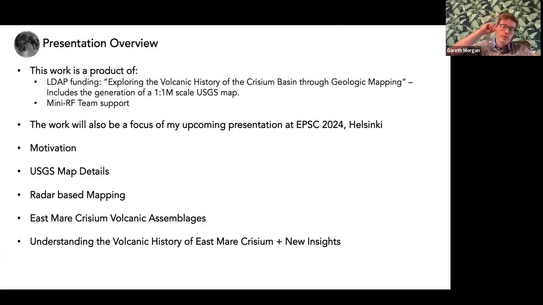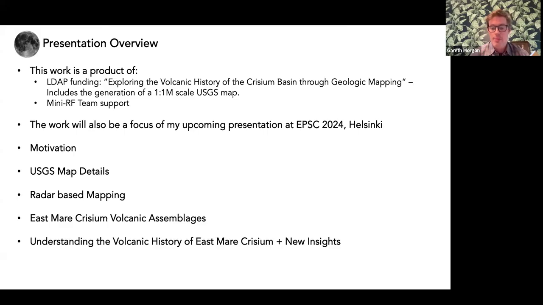This also represents work from my Mini-RF team involvement, where I'm Deputy PI. We're using some of the new bistatic collects, and I'll show some data from that as well. This will also be a much shorter version of a talk that will be given in 2 weeks' time in Helsinki at the EPSC-DPS meeting. So I'll go over the motivation, the big picture, and some of the map details of the project we're doing, especially because, while this is an LDAP, it's largely PSI on this, and a bit of Smithsonian contribution as well.